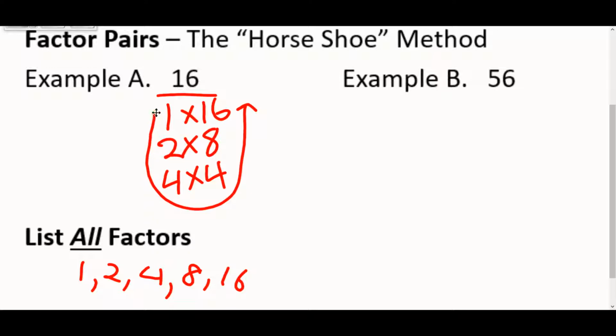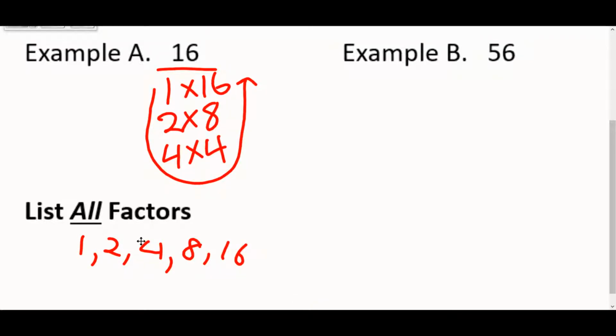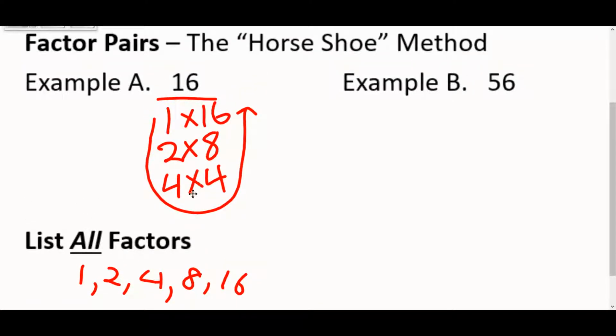All right, now listing all factors. Notice what I do. When I put the arrow up on 1 and I go around, it puts them in order from least to greatest. Then I can list them 1, 2, 4, 8, and 16. And notice I only listed the 4 one time because we only need one of the 4s there. So that is listing all the factors. There's a difference between factor pairs and listing all the factors. A list uses commas. Factor pairs use the multiplication in between the numbers.